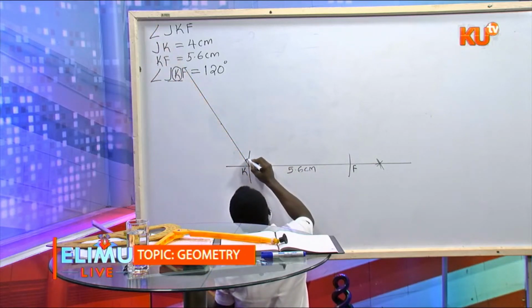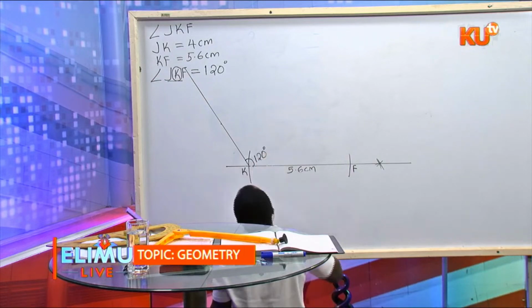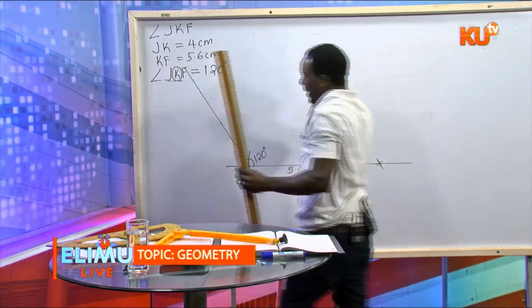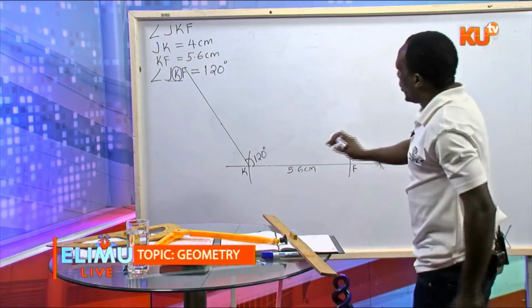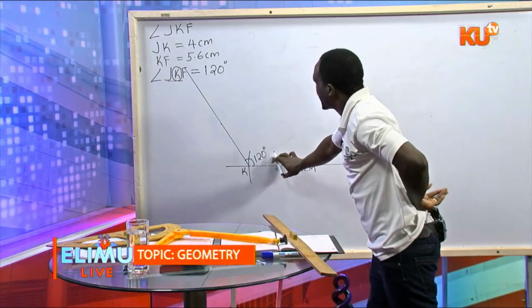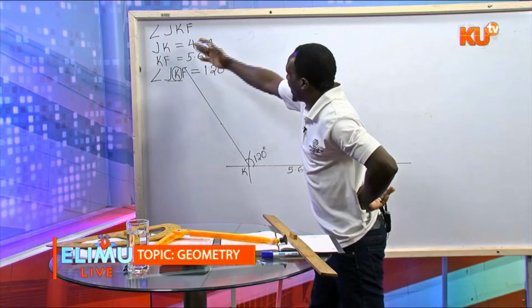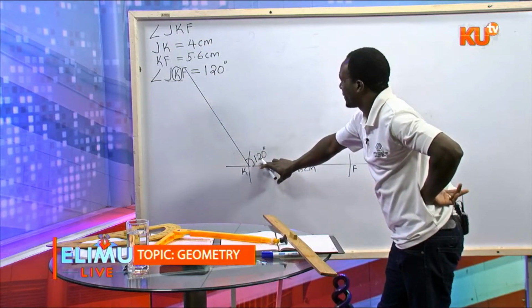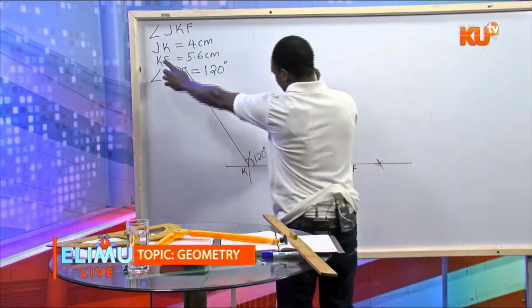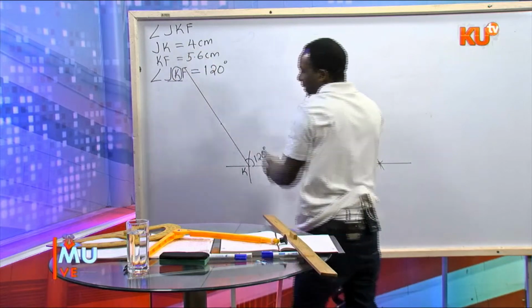And then this angle here is 120 degrees. Now we have our angle, which is 120 degrees. That is J. We don't know where J will be, but we know where K is. That is 120 degrees. From K to J, it is 4 centimeters.